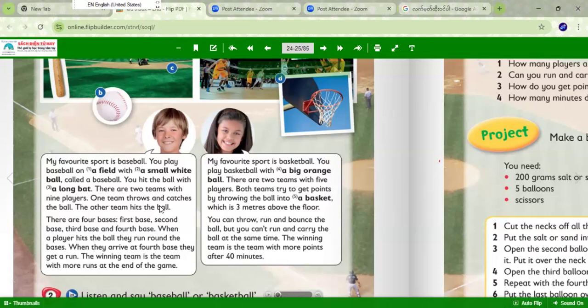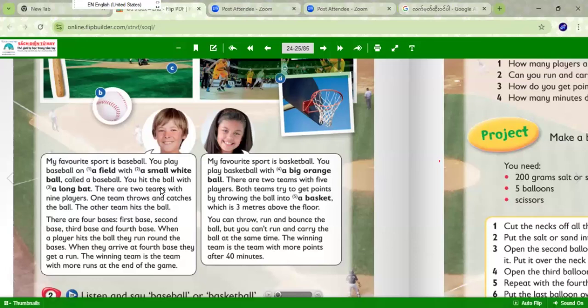So this is about baseball. Okay, so there are 4 bases, first base, second base, third base, and fourth base. When the player hits the ball and they run around the bases, when they arrive at the fourth base, they get a run. The winning team is the team with more runs at the end of the game. All right, this is about baseball. Maybe you might understand, but I can't see how they play. I have to study about baseball later, but I don't really like sport.